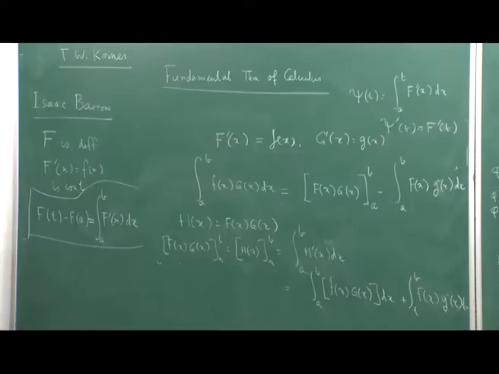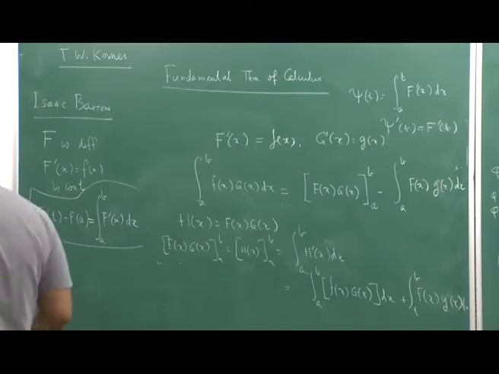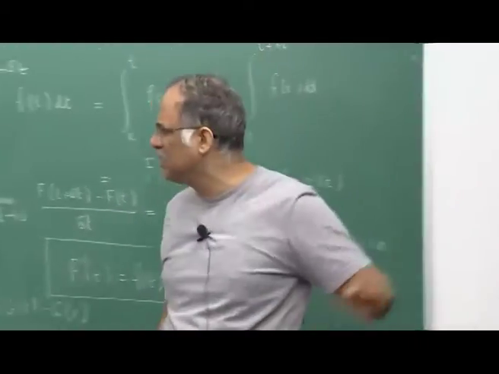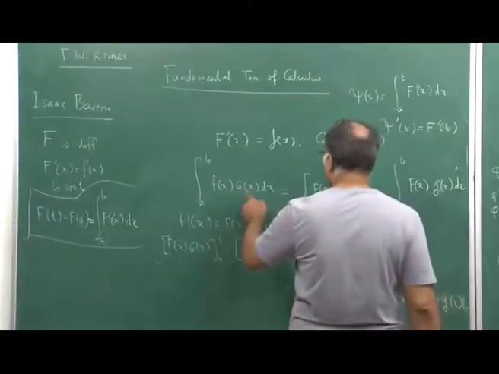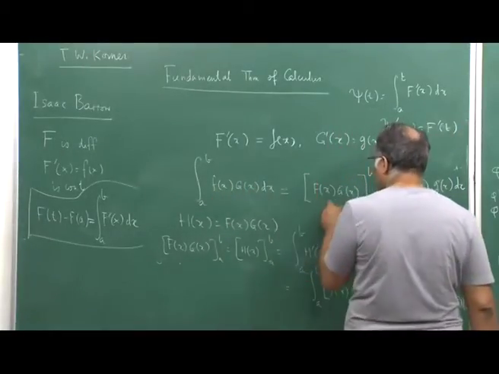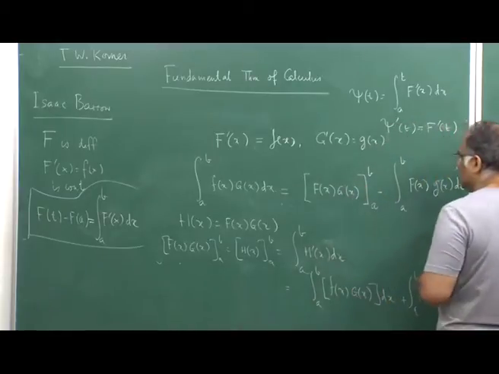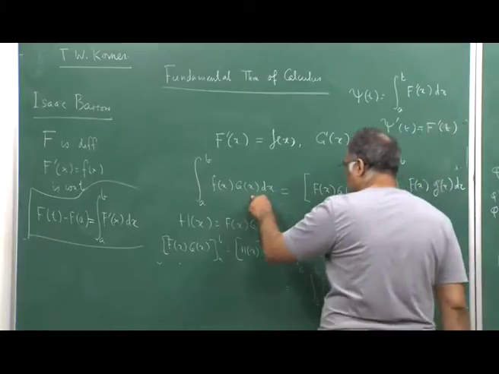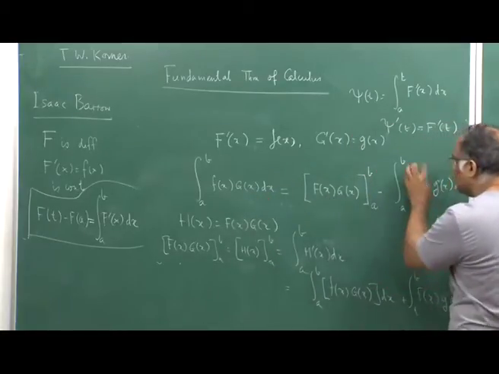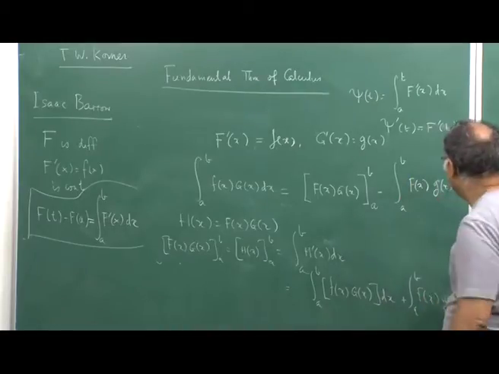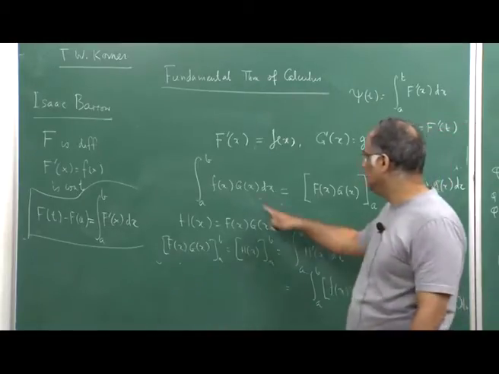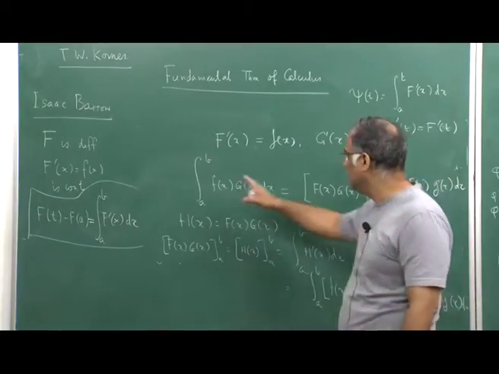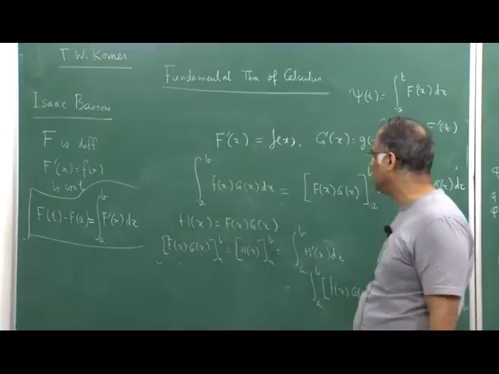So does it rhyme with what you have learnt in your class? When I was a student, I was taught that you see which function is integrable, keep one fixed, the first function, integrate the first function, and then minus the integral from a to b of the derivative of the second function into the integral of the first function. So here what is g(x)? It is the derivative of the second function. And what is F(x)? It is the antiderivative of the first function.